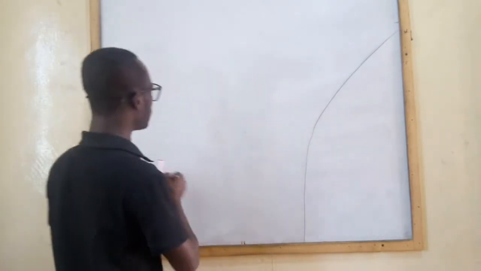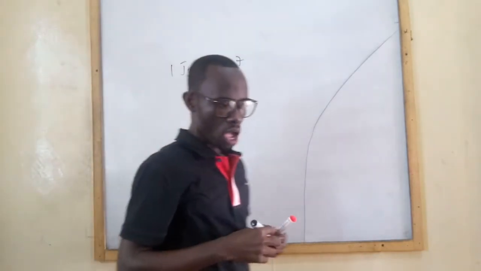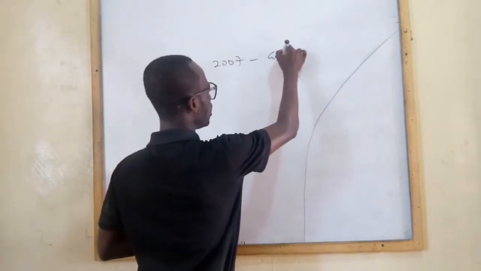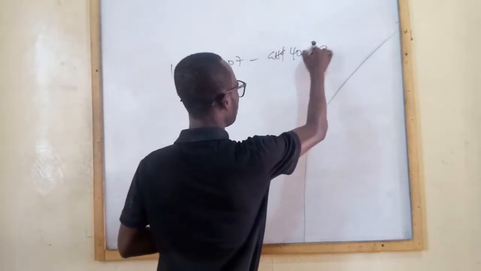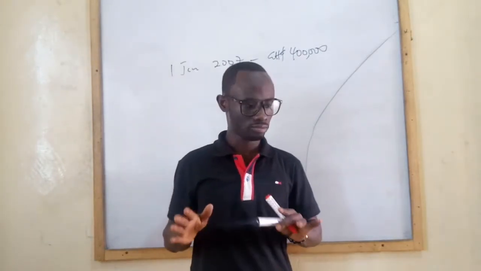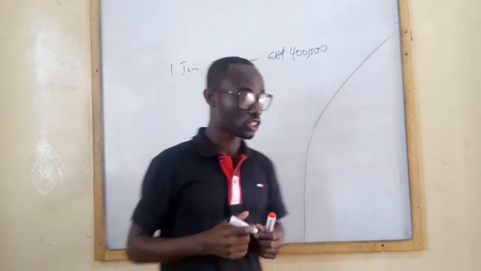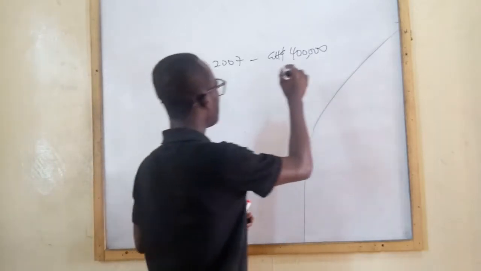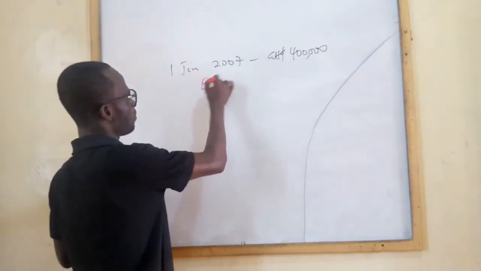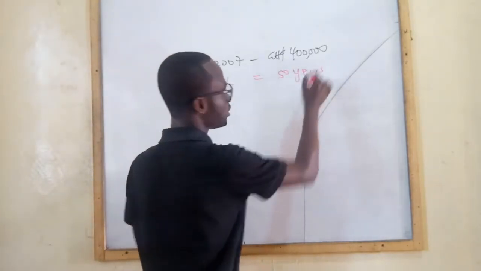We are told that the asset was acquired on 1st January 2007 for a cost of 400,000. No, not dollars, it's Ghana cedis, forgive me. It was immediately occupied as office premises. On the date of acquisition, we are told the economic useful life of the asset is 50 years. It's a building, so we get it.